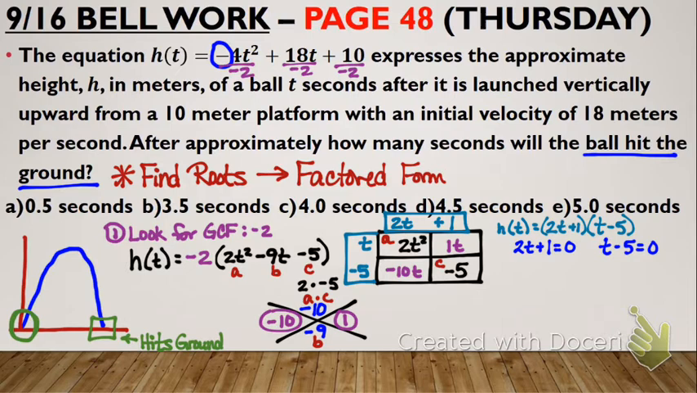2t + 1. What do I need to do to both sides? Subtract the 1 from both sides. So I would have 2t = -1. And then to get rid of the 2, I'm going to divide by 2 on both sides. And so that would give me what? -1/2, which is the same as what? In decimal form. -0.5. So that means A, right?